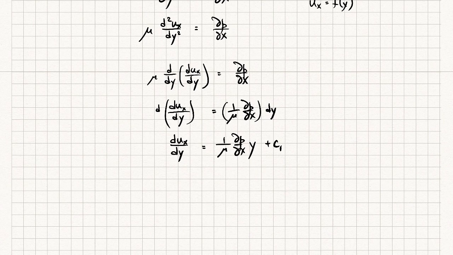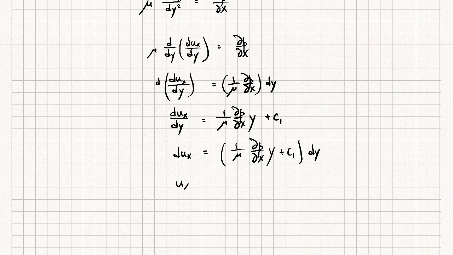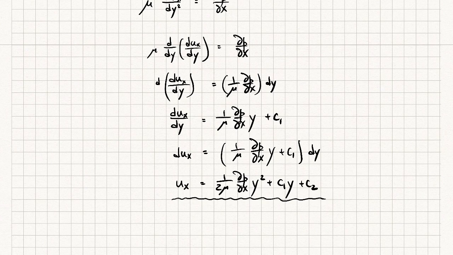Now we can integrate once more. Let me just write it all out. So we can integrate both sides again. Right? We can rearrange the equation, integrate once more. So we'll have ux is equal to 1 over 2 mu dp/dx y squared plus c1 times y plus c2. The c1 and the c2 we'll have to find from boundary conditions. They're just constants of integration. So you can see here the ux now looks like a parabola. Our velocity profile looks a bit like a parabola here.